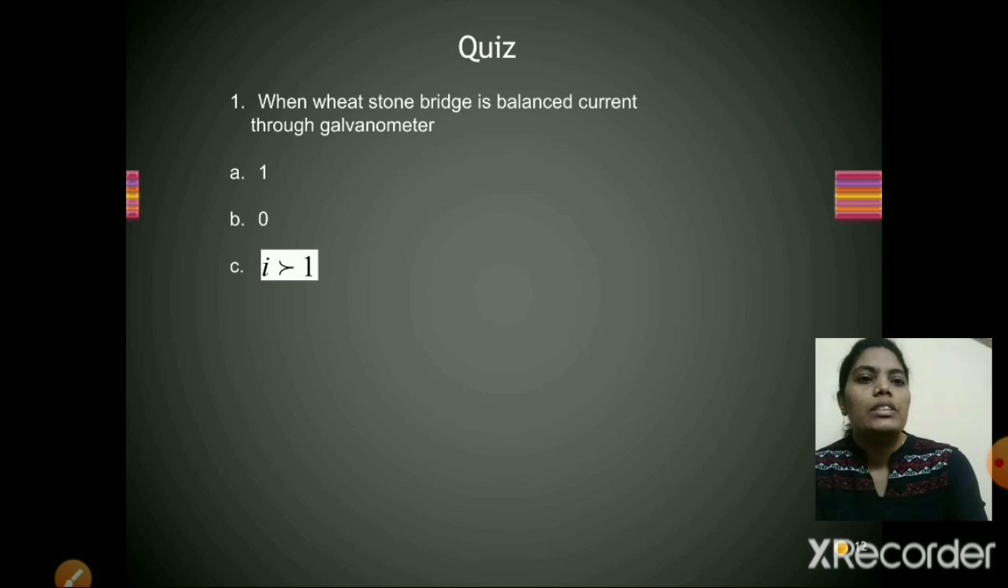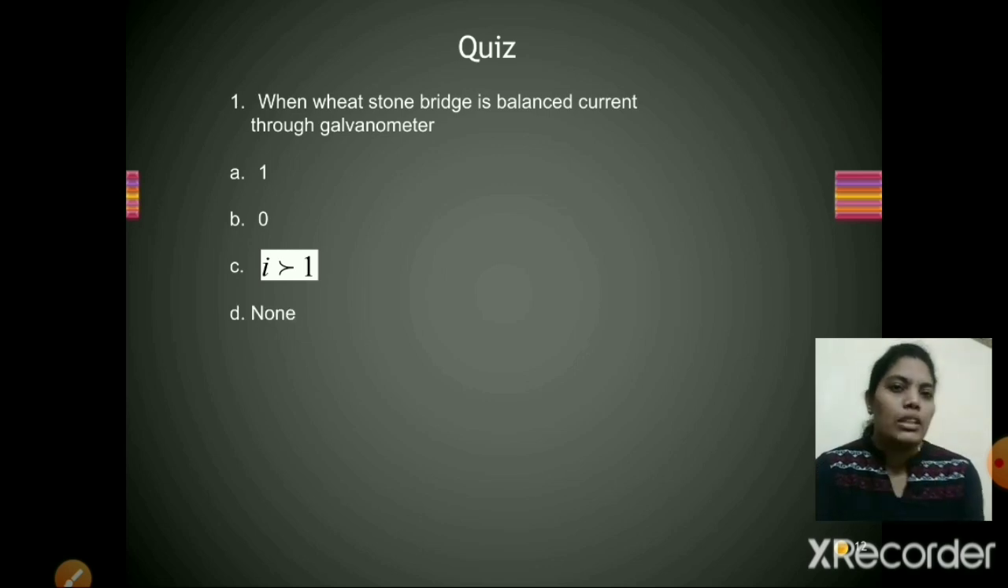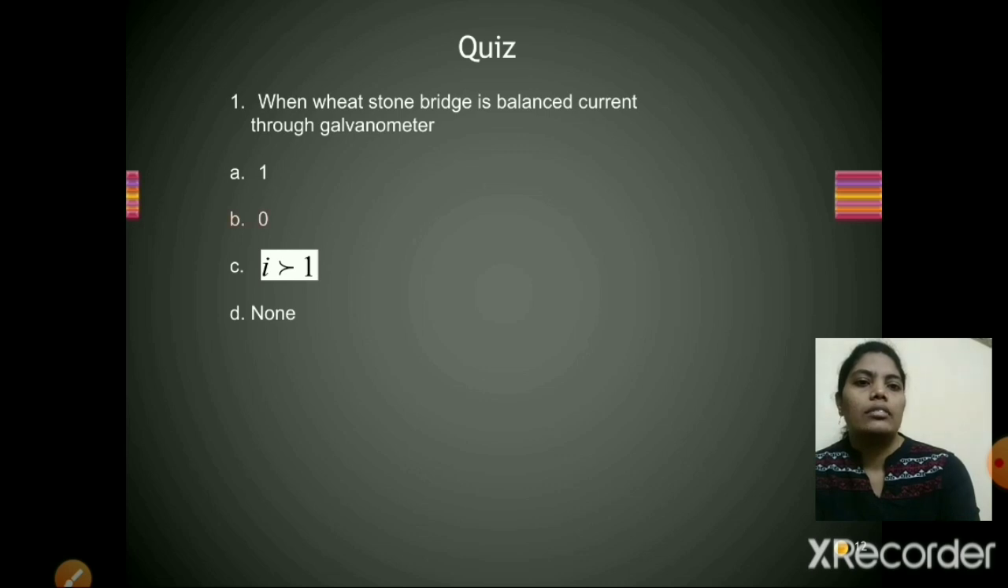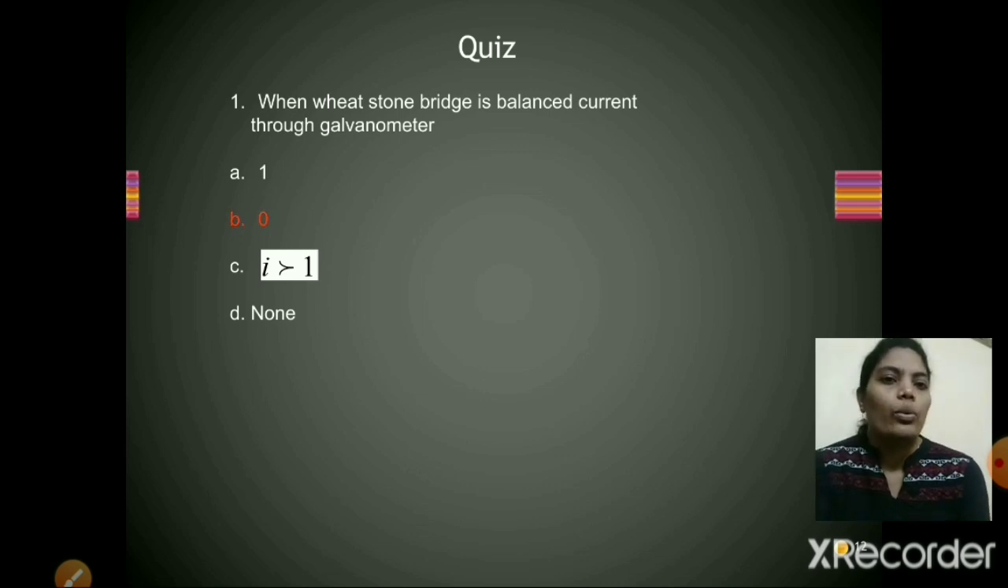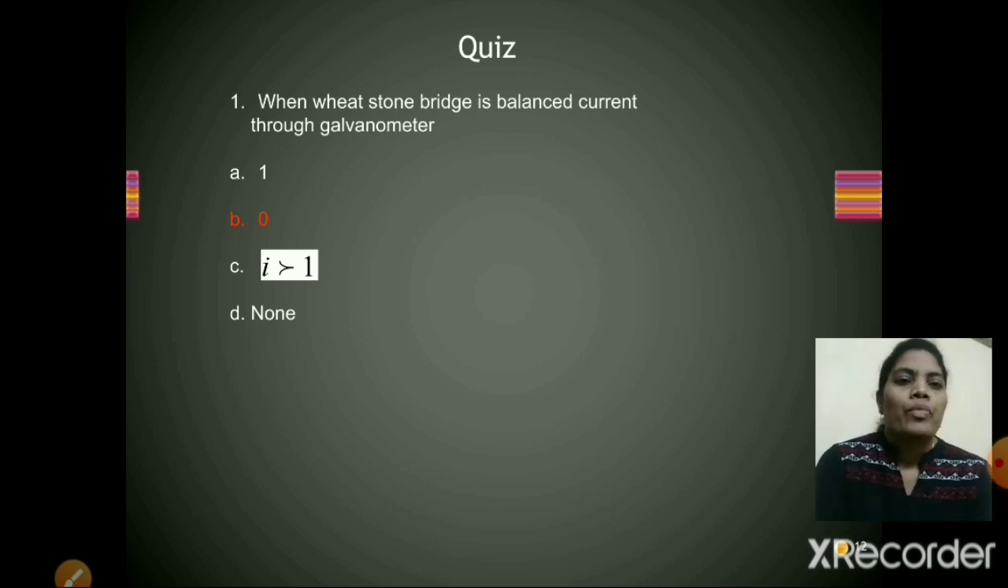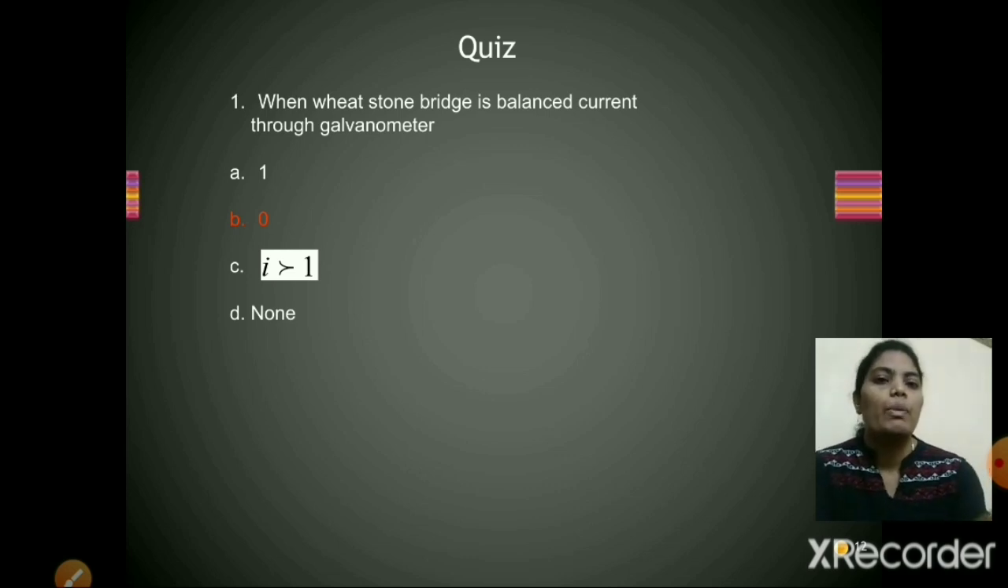When the Wheatstone bridge is balanced, the current through the galvanometer is 1, 0, greater than 1, or none? It is 0. A very important point to remember is that to balance the Wheatstone bridge, the condition should be that the current through the galvanometer should be equal to 0.